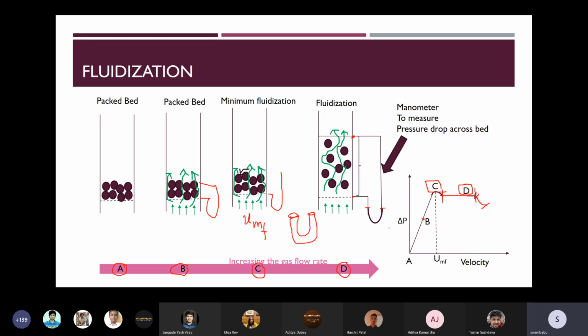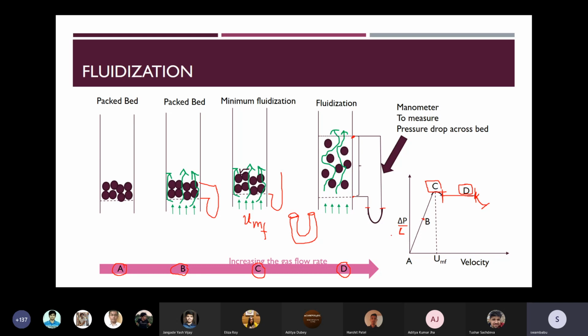Delta P by L, I mean. Not delta P, I think I made a mistake in what I wrote here. Delta P by L. Students kindly note it. Delta P by L will remain the same. So that is the important message from this graph: the pressure drop at minimum fluidization condition will be the same as the pressure drop at fluidization condition. Pressure drop by length, delta P by L. We all understood what I am trying to say here.